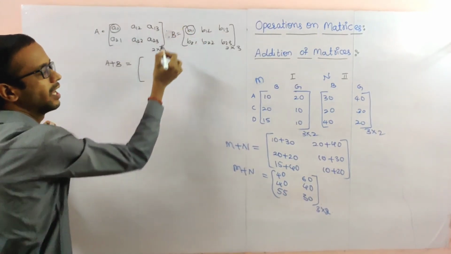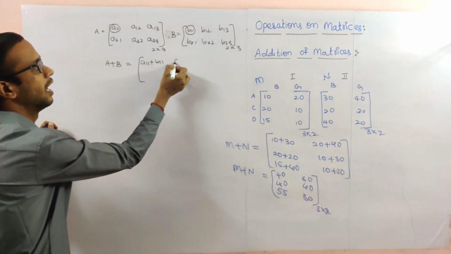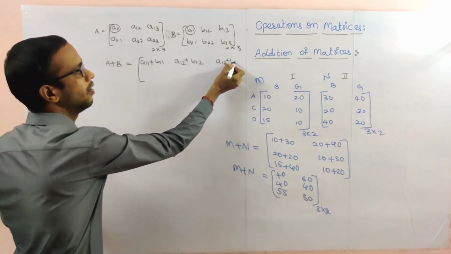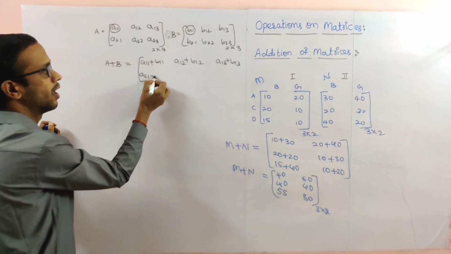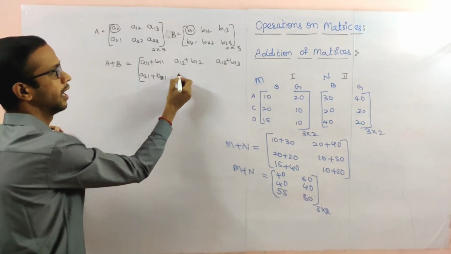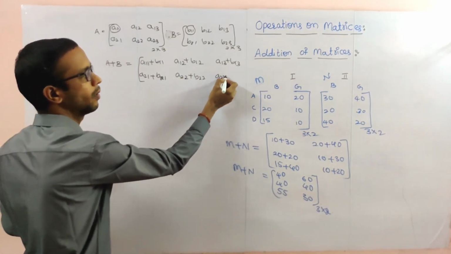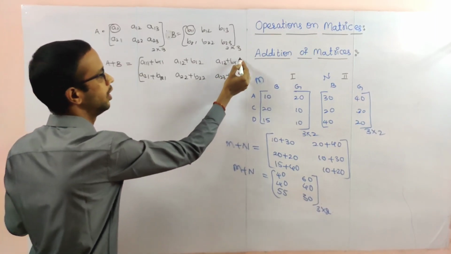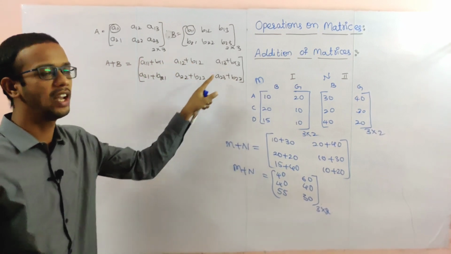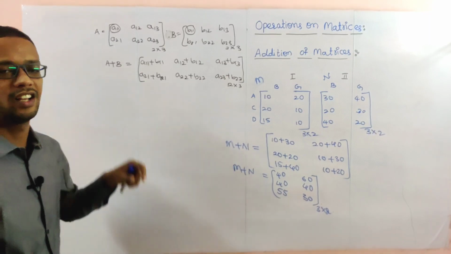This is equal to the addition of corresponding elements: A11 plus B11, A12 plus B12, A13 plus B13. Next, A21 plus B21. Next, A22 plus B22, A23 plus B23. So you observe how many rows are there? Again 2 rows, 3 columns. So this is a generalization.